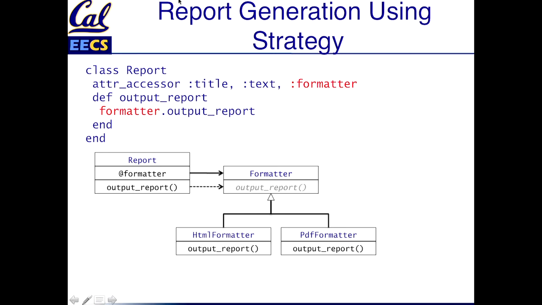So in this case, we just say that the report class, the superclass, has an attribute, which is which formatter to use. And whenever you call output report, all you're really doing is, this is a classic delegation, right?